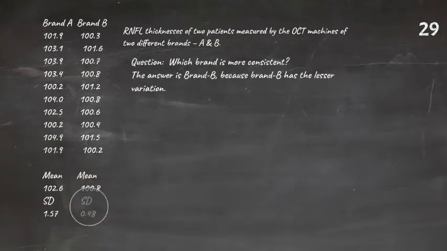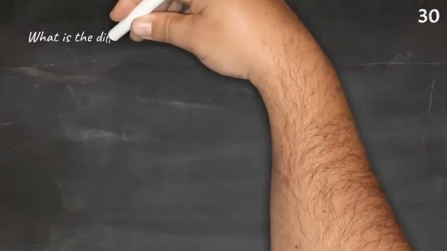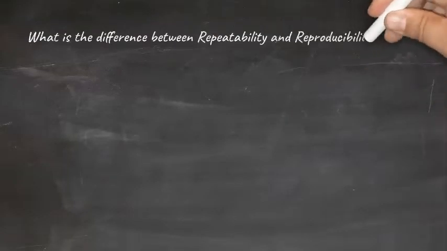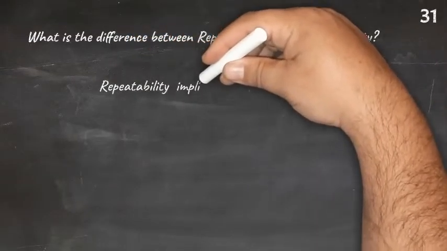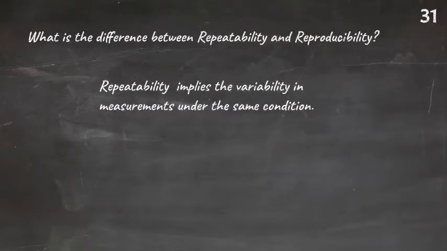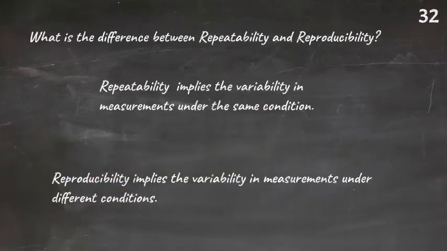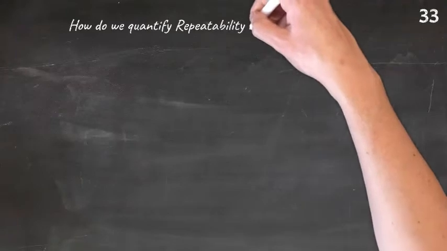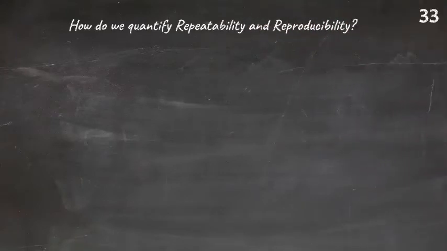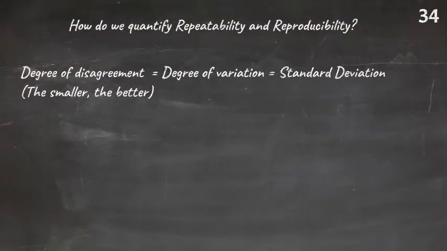Repeatability and reproducibility, both are quality indicators of a system of measurement. What is the difference between the two? Repeatability applies when the measurement is taken under the same condition. Reproducibility applies when the measurement is taken under different conditions. How do we quantify repeatability and reproducibility? Degree of disagreement, that is degree of variation, that is standard deviation.